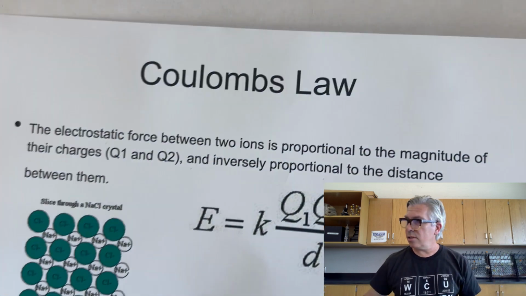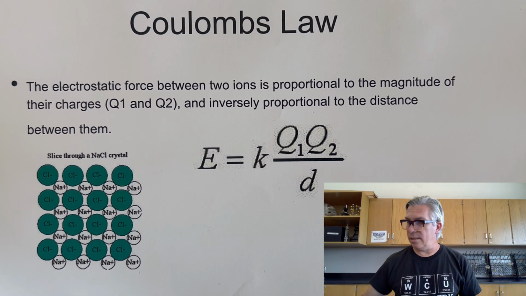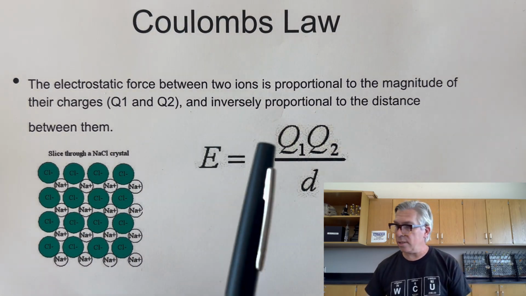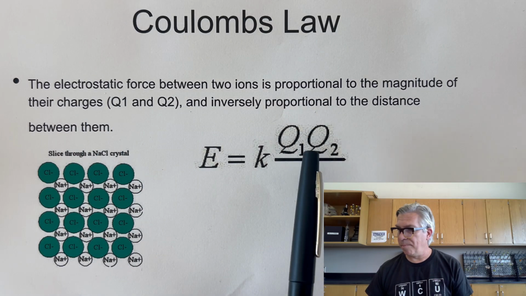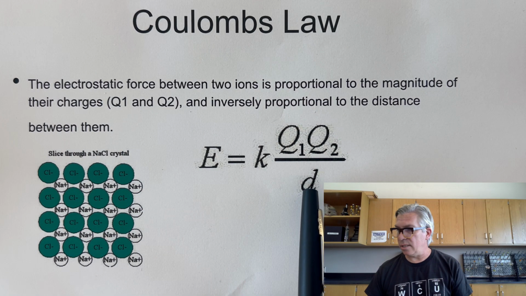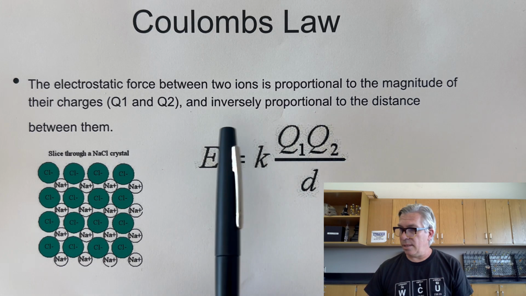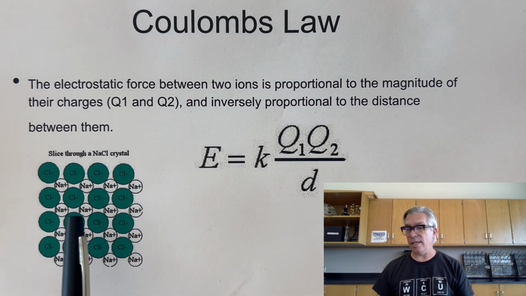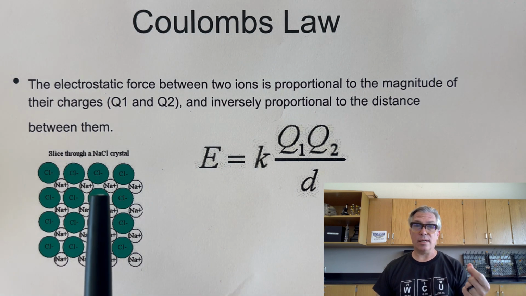But you might be wondering, what's keeping those electrons in the orbitals? Like, why don't they just fly out of the atom all the time? Well, it turns out that's due to Coulomb's law. Coulomb's law shows the electrostatic force between two ions or two charged particles is proportional to the magnitude of their charges, Q1 and Q2, that's here, and inversely proportional to the distance between them. So this can be applied to salts, where you have positive and negative charged ions. It can also be applied within an atom to the proton and electron.